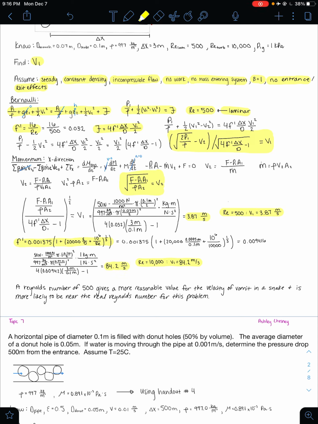Based on this information, it can be assumed that a Reynolds number of 500 is more reasonable for what would predict the velocity of vomit inside of a snake's stomach, and even that is likely higher than it would be in real life.